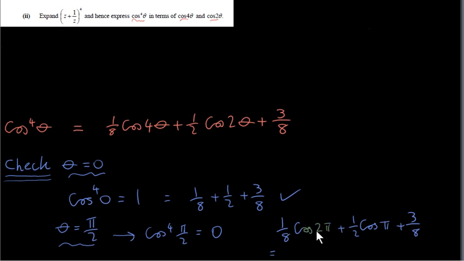Well, the cos of 2 pi radians is the same as the cos of 0 radians, or 0 degrees, which is 1. So we get 1 8 times 1. The cos of pi, or the cos of 180 degrees, is actually minus 1. So we have a half times minus 1, which is minus a half. Then plus 3 eighths. 1 8 plus 3 eighths is 4 eighths. 4 eighths is a half, minus a half is 0. So when theta equals pi over 2, it also checks out. So it checks out for these two values. We can't be absolutely sure, of course, but it's very likely that if it works for two of them, it works for all of them, all values of theta. And that is indeed the case for this identity.